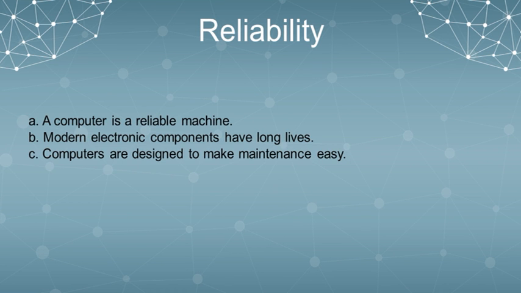Reliability. A computer is a reliable machine. It means modern electronic components have a long life, and computers are designed to make maintenance easy. So a computer has strong hardware. They have a longer life in which we can perform our work, and we can trust them for a longer time also.